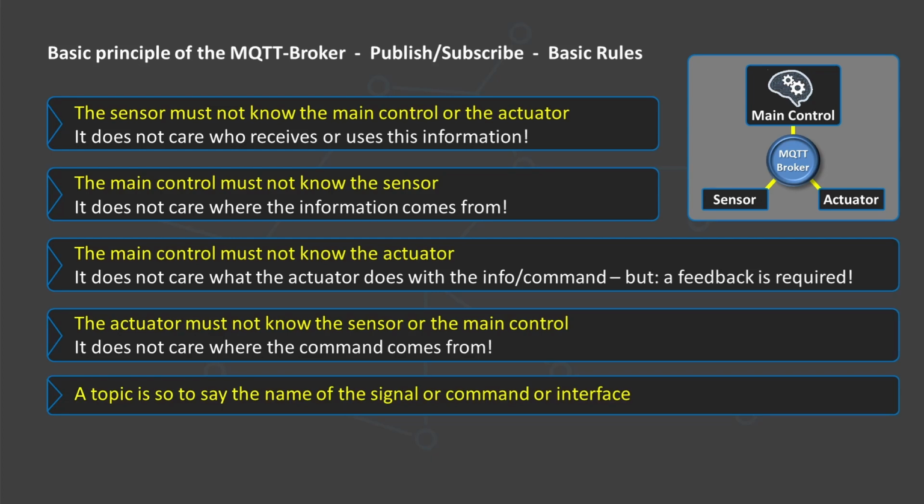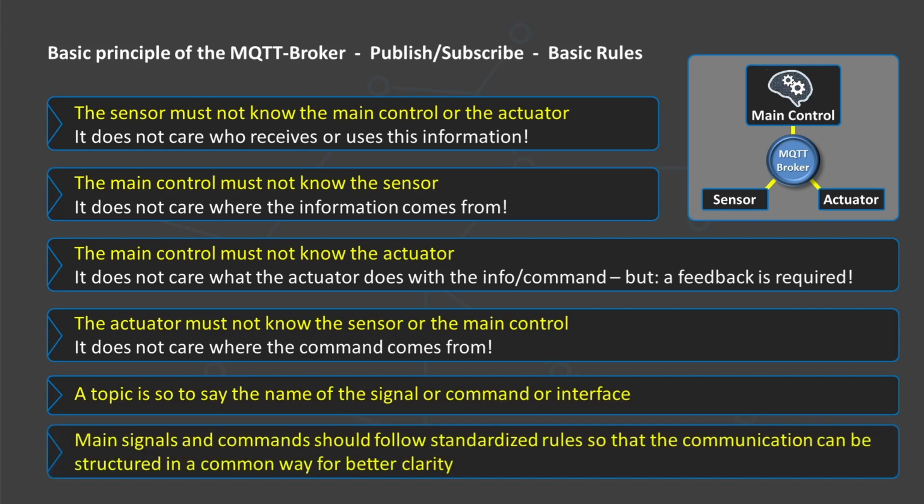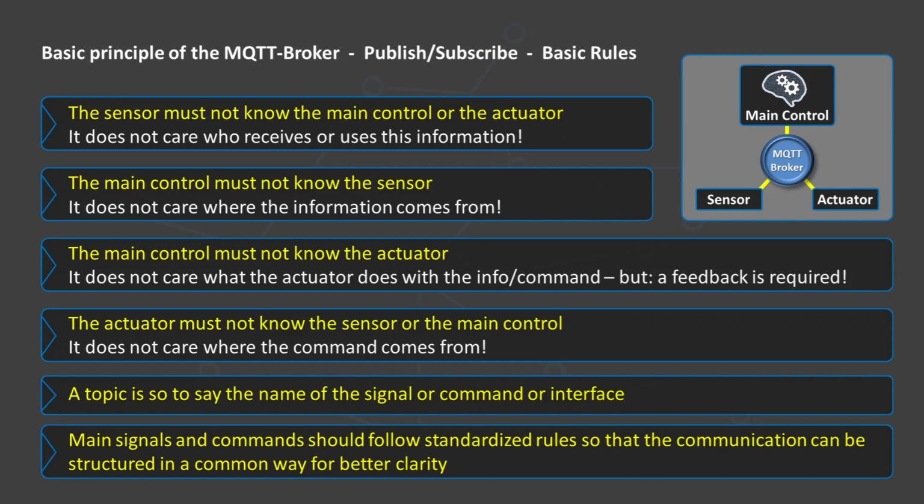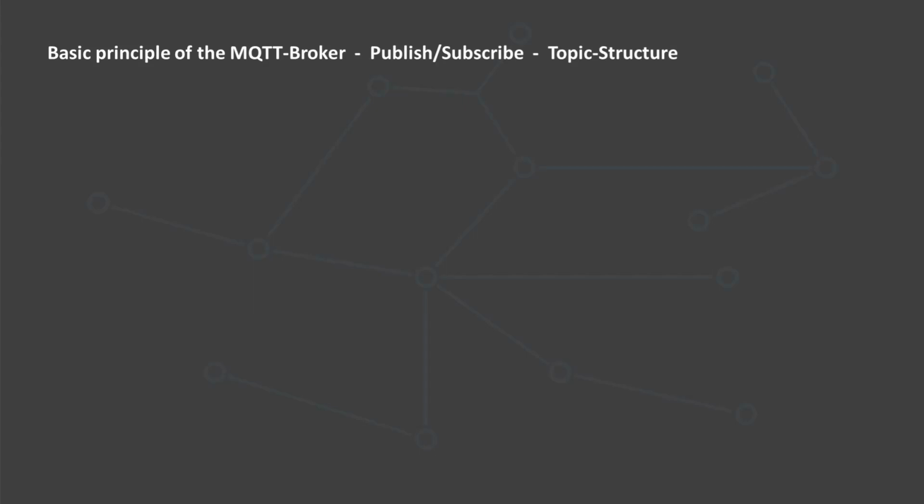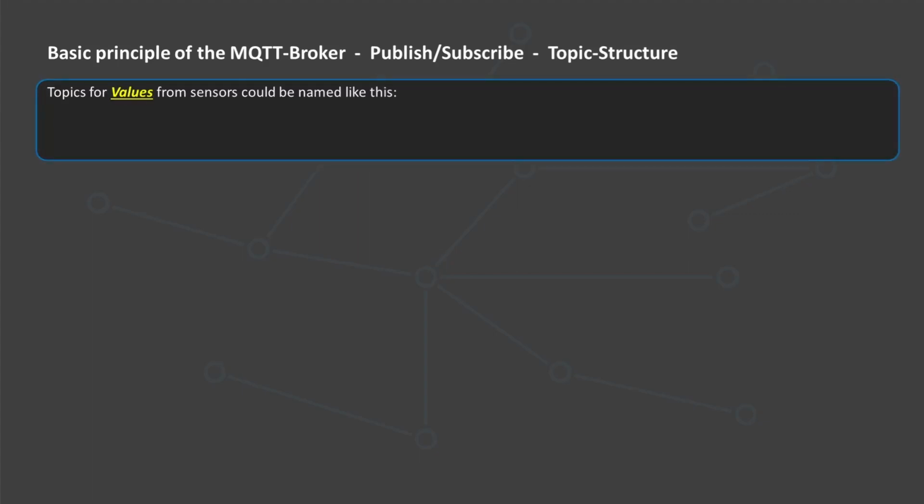The topics can be given almost any name and can be added freely at any time, even during the running system. There is no need to fix the system definition right at the beginning of the project in all detail. However, main signals and commands should follow standardized rules so that the communication can be structured in a common way for better clarity. A topic can be structured completely freely. There are only a few restrictions regarding special characters and MQTT internal special topics which are used for the maintenance of the MQTT broker. Here is a simple example for a smart home application.